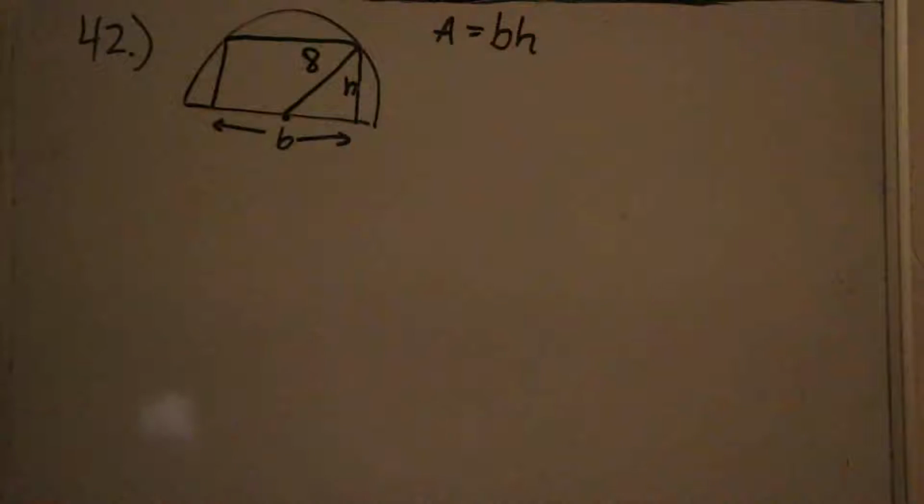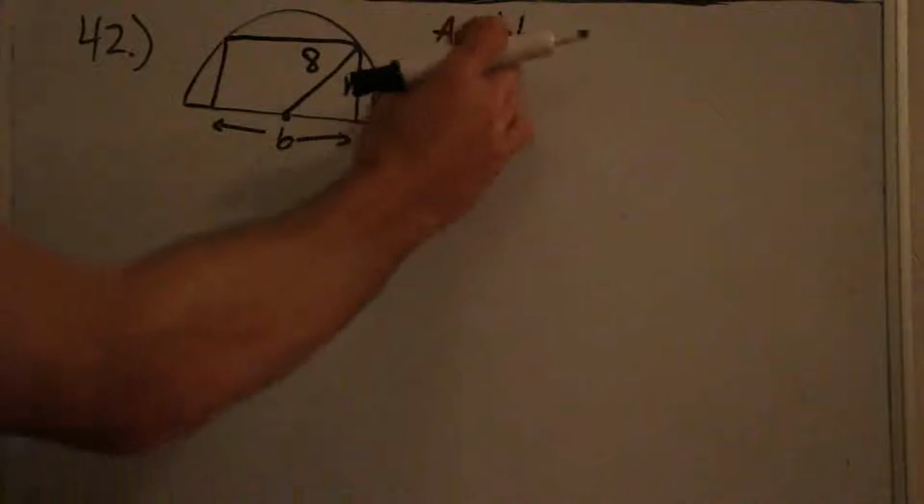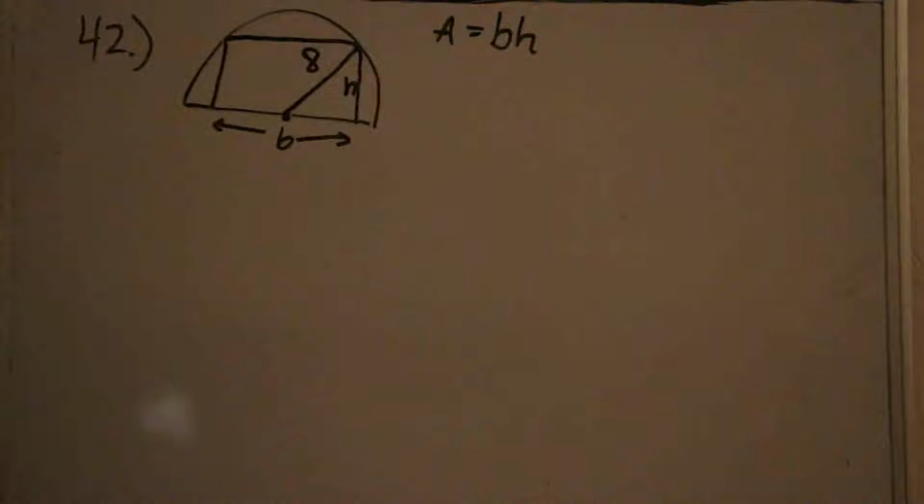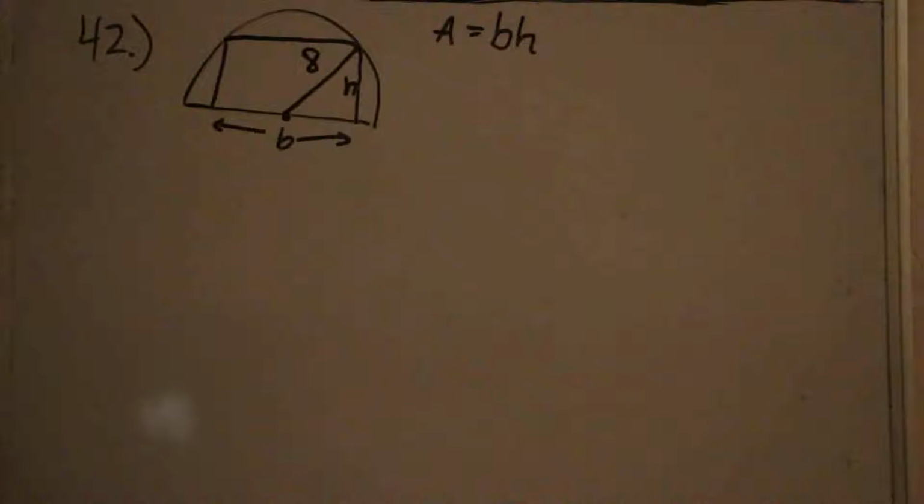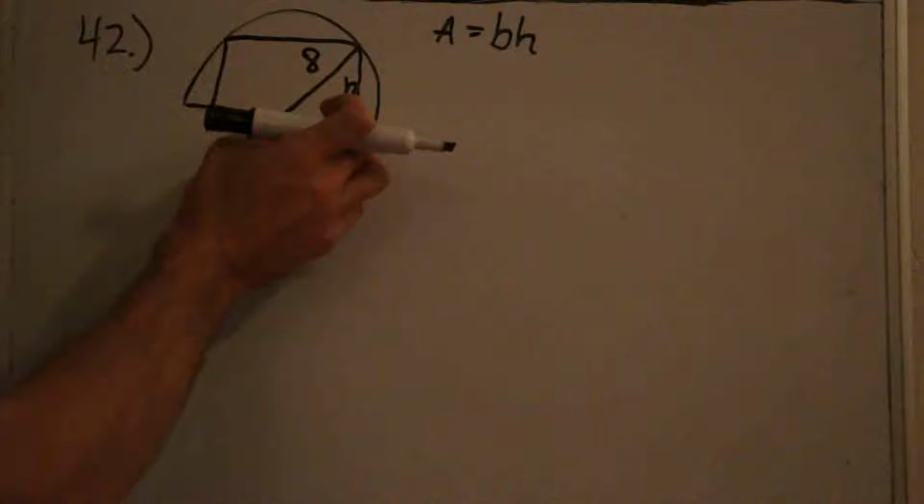Now I want to take the derivative of the area and set it equal to 0, but the thing is I can only have one variable in there if I want to take the derivative, so I have to find a way to either get rid of b or get rid of h in order to take this derivative. Well, fortunately I can do that.